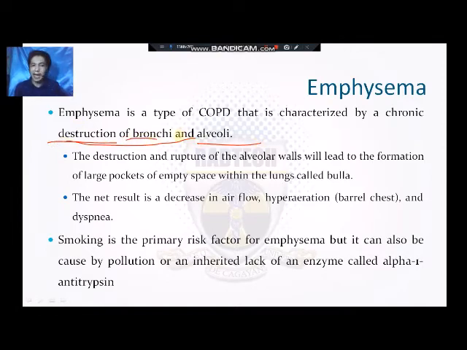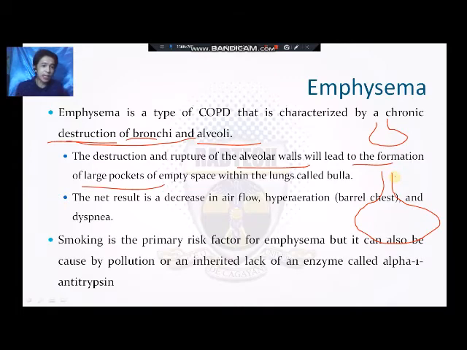So if they get damaged, then of course the person will experience consequences. Okay, the destruction and rupture of the alveolar walls will lead to the formation of large pockets of empty space within the lungs called bulla. So again, those alveoli are round, like balloons. And if the alveoli lose their elasticity, they inflame and dilate. And later on, if the wall of our bronchi or alveoli becomes very weak, they can rupture.